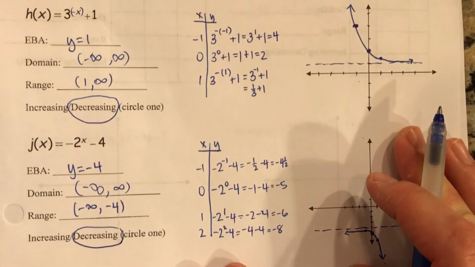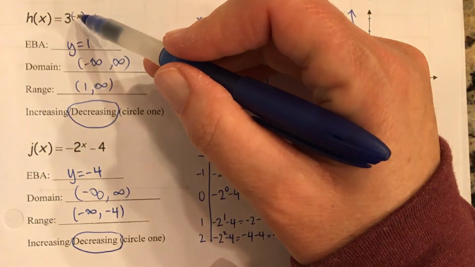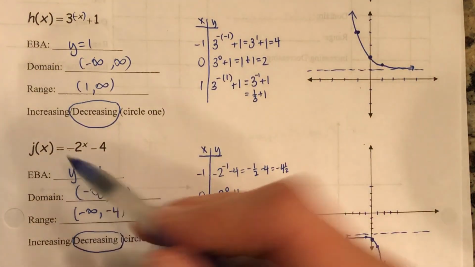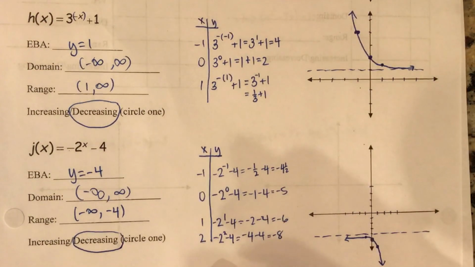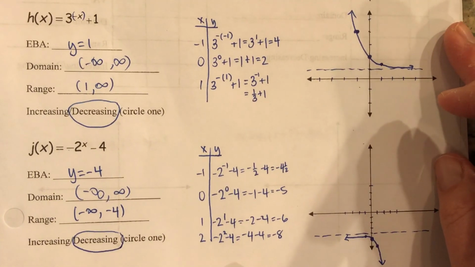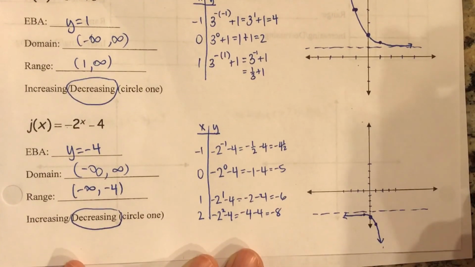So just a quick little recap. Notice this negative up here reflected it across the y-axis. Notice this negative out front reflected it across the x-axis. So I've said that a couple of times, but there you got to hear it again. Hopefully that helped with graphing exponentials.